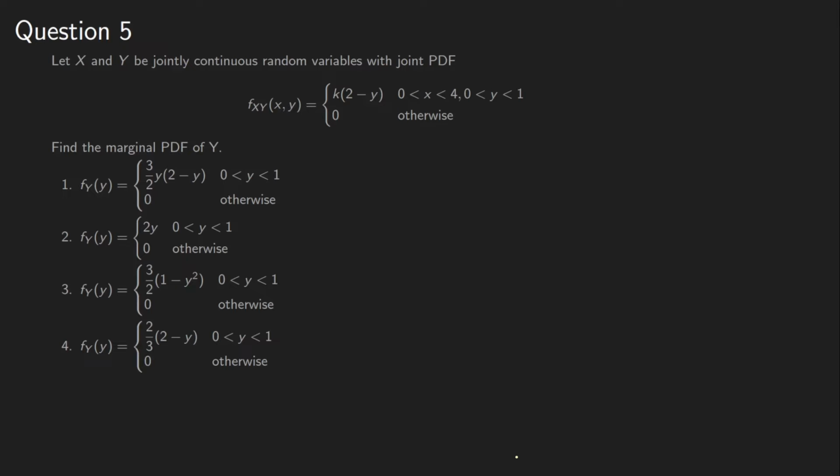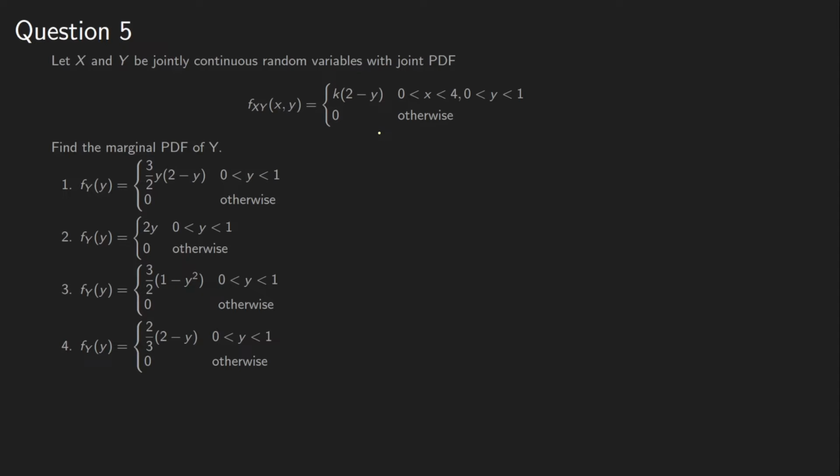We have to find the marginal PDF of y. So we can find the marginal PDF of y by integrating the PDF with respect to x over the full range of x. But in this case, we don't fully know the joint PDF, because there is this k which we don't know. So we will have to first calculate the k, and then we can calculate the marginal PDF of y.